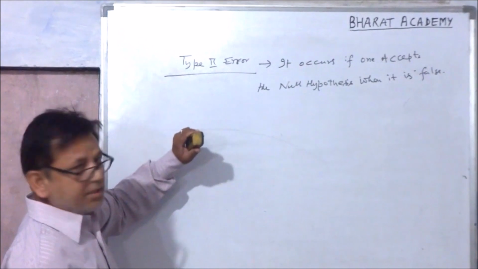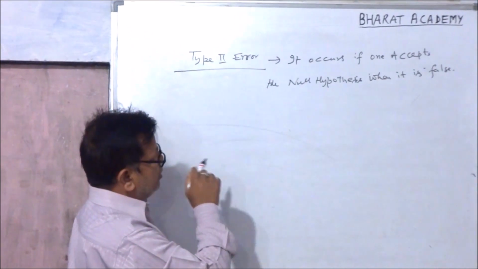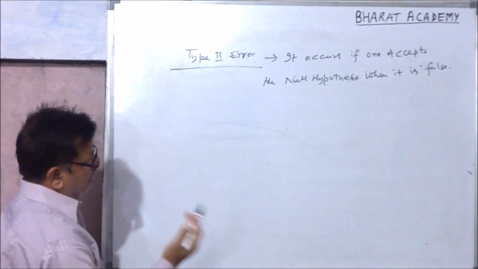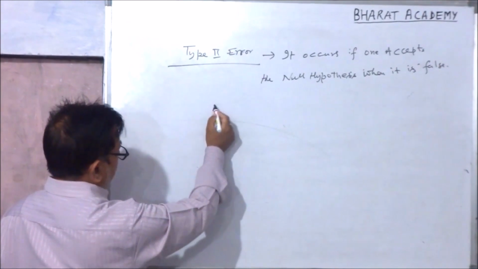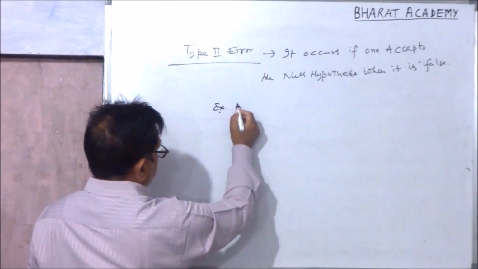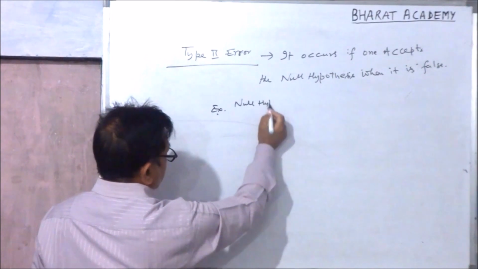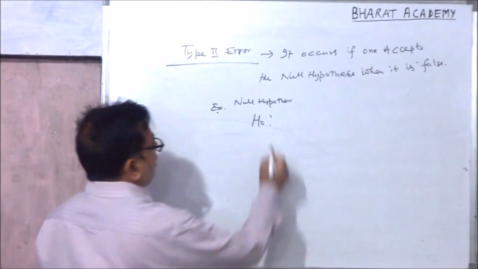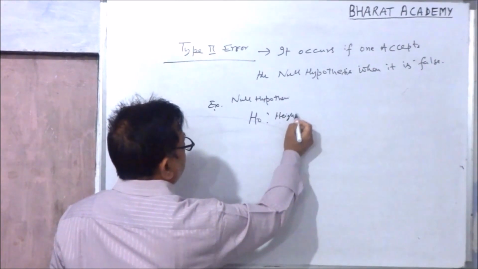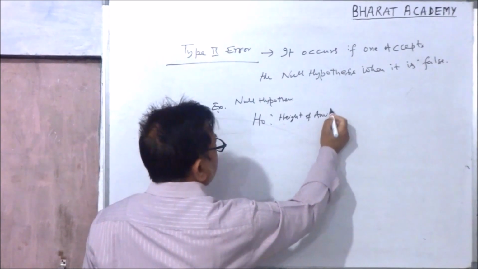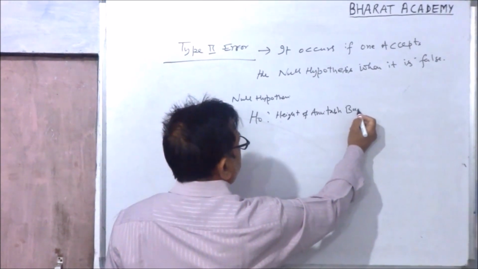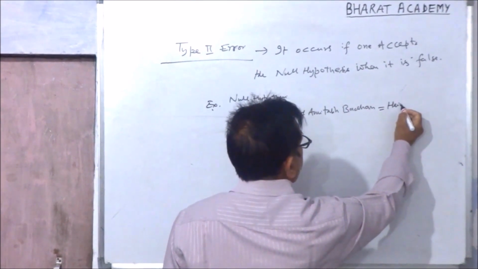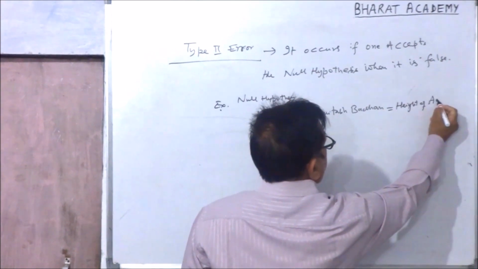Now the second type of error is type 2 error. It occurs if one accepts the null hypothesis when it is false. Now I will explain it by this example. If the null hypothesis H naught is the height of Amitabh Bachchan is equal to height of Amir Khan.